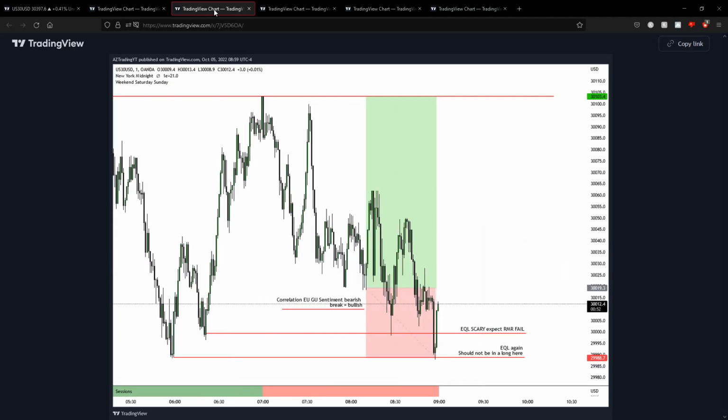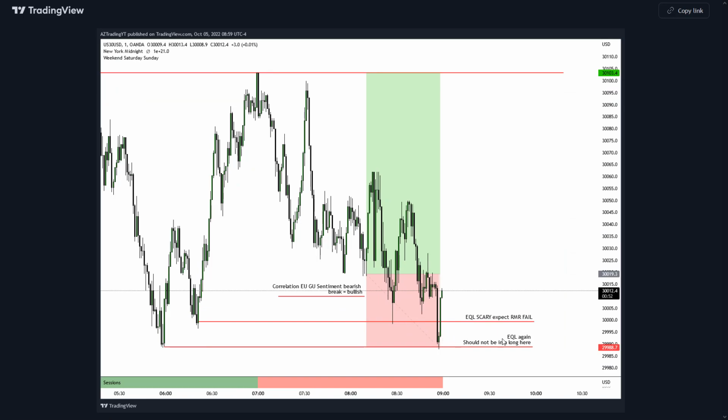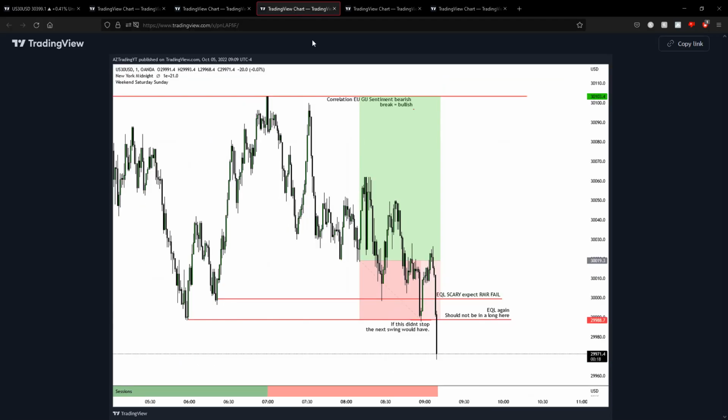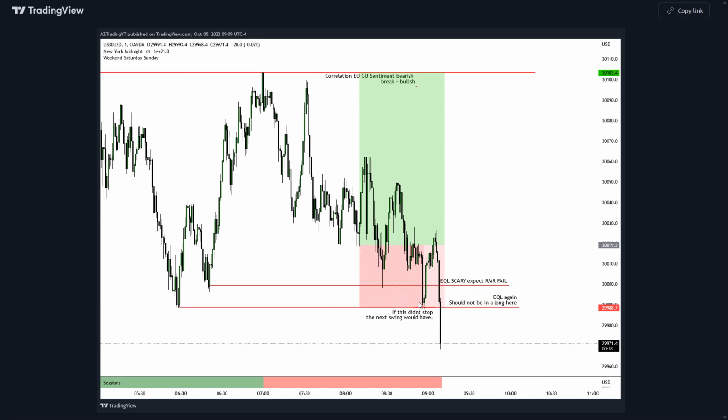I'll move on to the next screenshot, and you can see that this next swing low I labeled equal low once again should not be in a long here. So we already got out, but if we weren't, this would be an additional reason why we should not be in a long, since the liquidity from these equal lows is just too near term and too much of a likely objective. Alright, in my next screenshot I just said that if this swing low didn't stop you out, the next leg would have definitely stopped you.